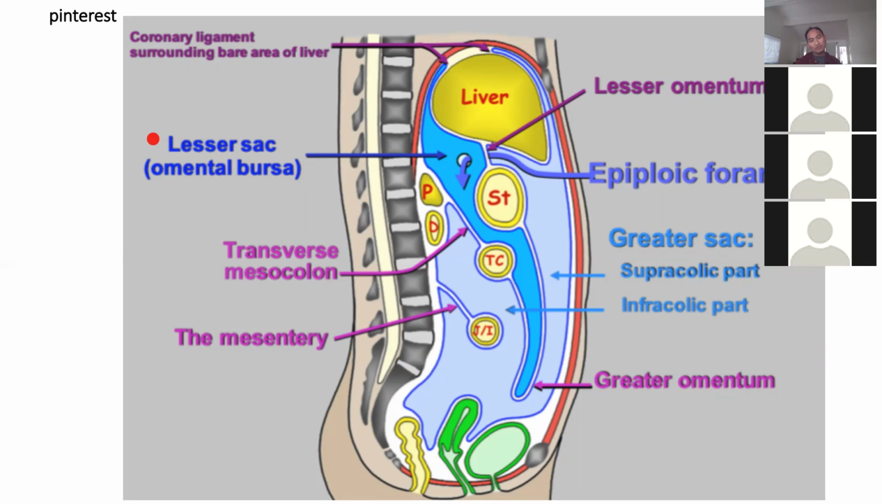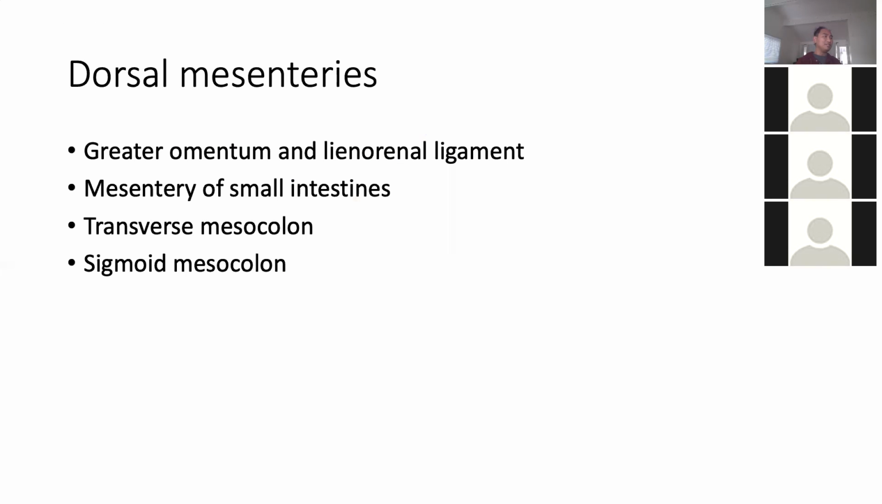So dorsal mesentery, ventral mesentery, it is making us a little bit dizzy. But anyway, this organ going to the posterior abdominal wall mesentery, it is dorsal mesentery. Greater omentum, mesentery of the small intestine, transverse colon, and sigmoid mesocolon. So these are the dorsal mesentery. So that is the arrangement inside the abdomen.